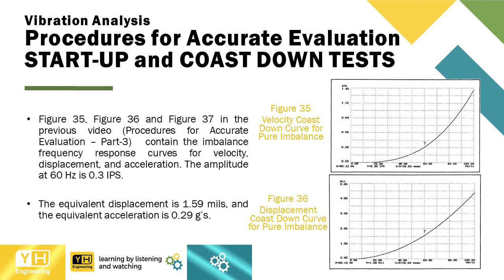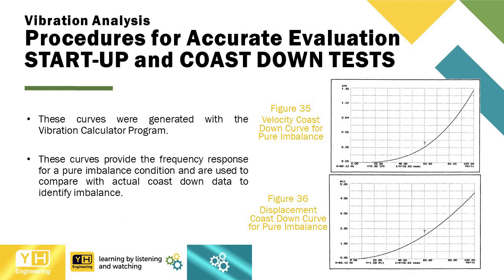Figure 35, Figure 36, and Figure 37 in the previous video, Procedures for Accurate Evaluation Part 3, contain the imbalance frequency response curves for velocity, displacement, and acceleration. The amplitude at 60 Hz is 0.3 inch per second. The equivalent displacement is 1.59 mils, and the equivalent acceleration is 0.29 Gs. These curves were generated with the vibration calculator program.